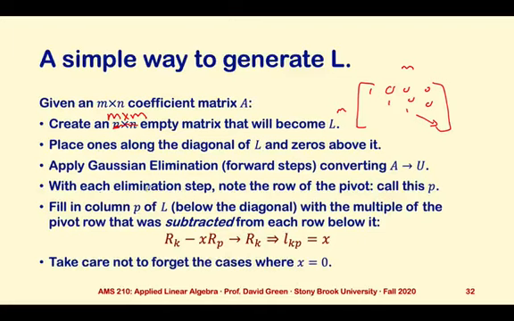And with each elimination step, we note which row is the pivot row, and we'll call this P. Then we fill in that column of L, whichever column we're using to pivot, with the multiple of the pivot that was subtracted from each row below it. That is, we're going to apply a standard operation of subtracting some multiple of the pivot row from a target row K. And how do we fill in the appropriate entry in L?